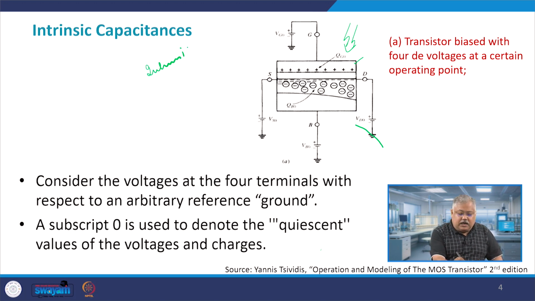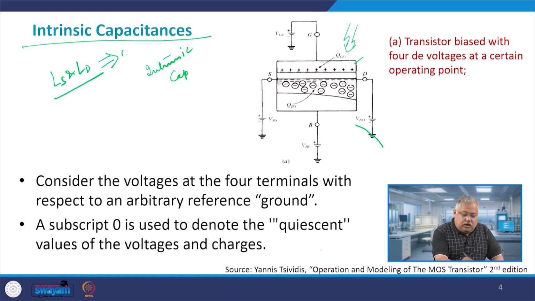What do I mean to say? I have already discussed in our previous classes, I have an intrinsic cap. It primarily means that my LS and LD, that is the source and drain length, have all been assumed to be equal to 0. So, they have gone to 0 and there is no source or drain length available as such. That gives you the intrinsic.